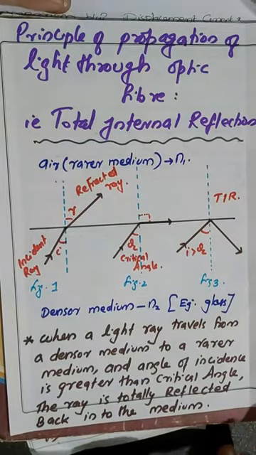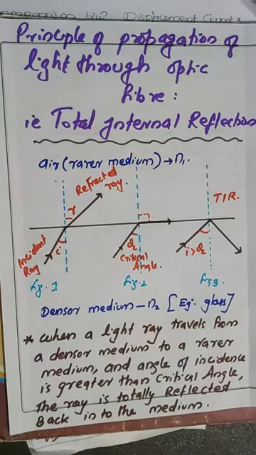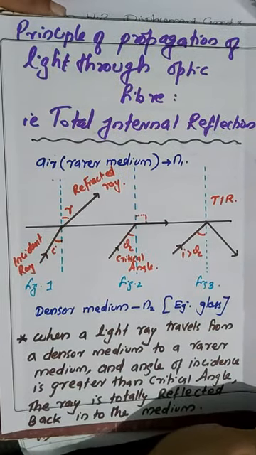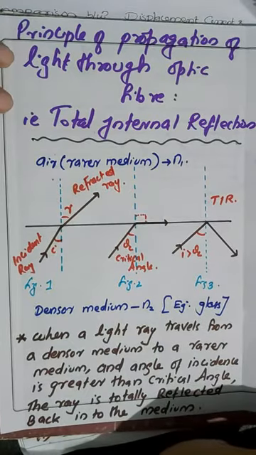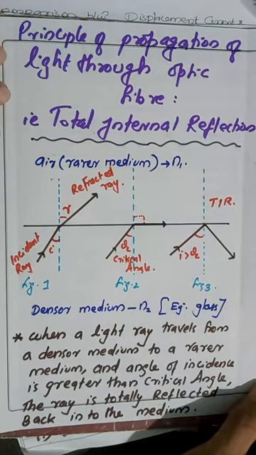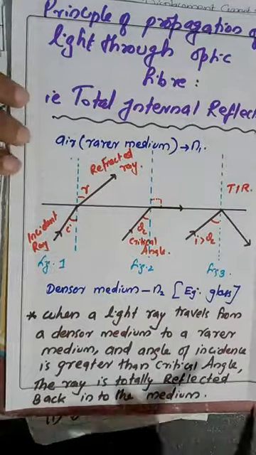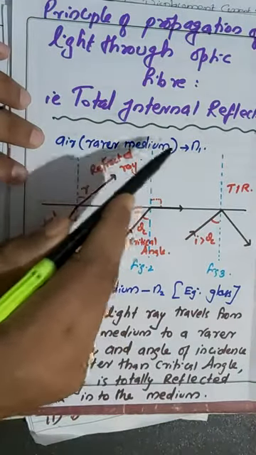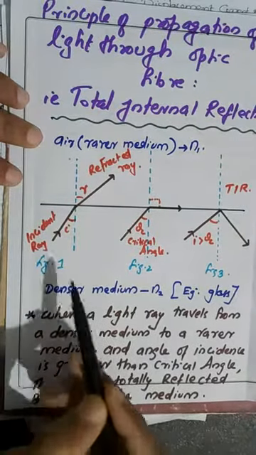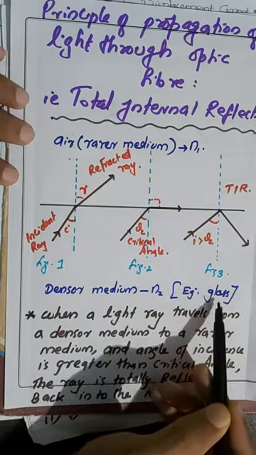Then the next topic: the principle of propagation of light through optic fiber. Okay, that is total internal reflection. The working principle of optic fiber is total internal reflection. Light passes through by total internal reflection. Here is a figure that you study in plus two. We have a rarer medium with refractive index N1, for example air. Then we have a denser medium with refractive index N2, for example glass.